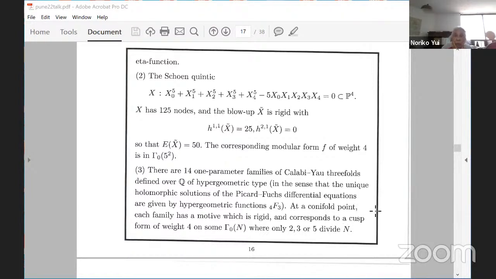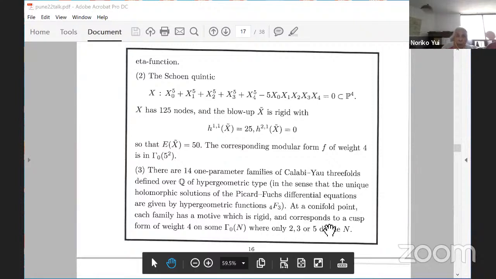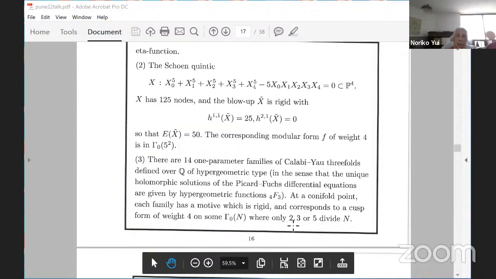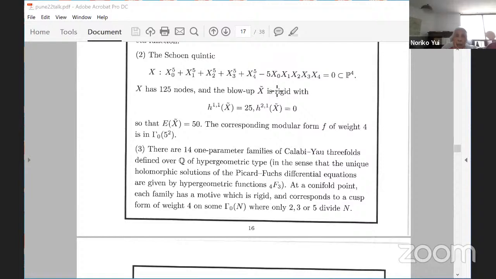Conifold means a singularity which is a double point. We can resolve these, and then for these 14 families we will get a modular form of weight 4 on some Gamma_0(N). So at the conifold point, it's the same as this one. You resolve singularities, then you get a modular form of weight 4. It's becoming rigid, and then this will give you a modular form of weight 4. This is in our recent paper, but in the other paper we determined all these modular forms. We have a table there.